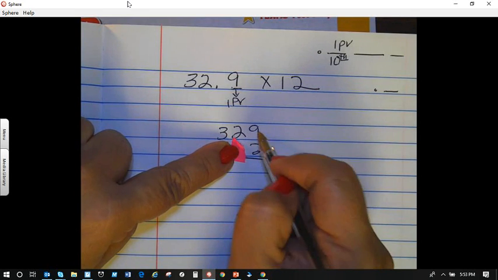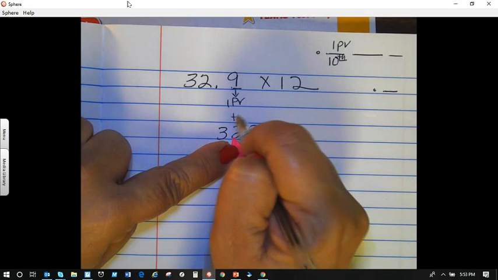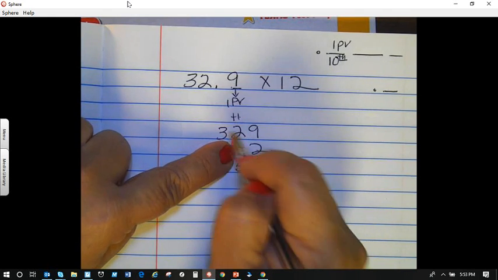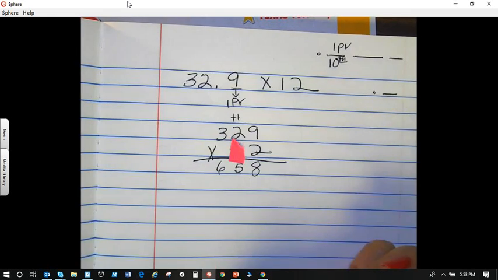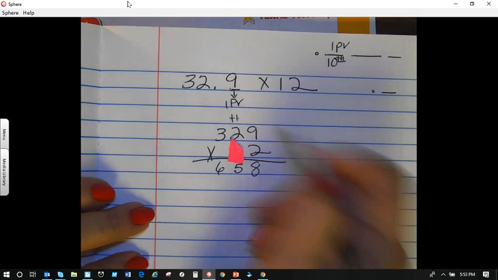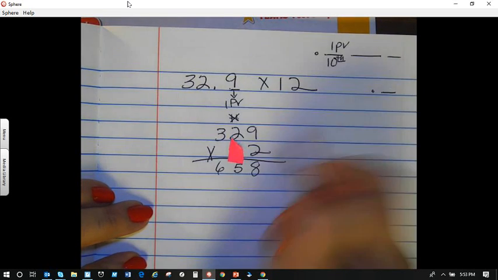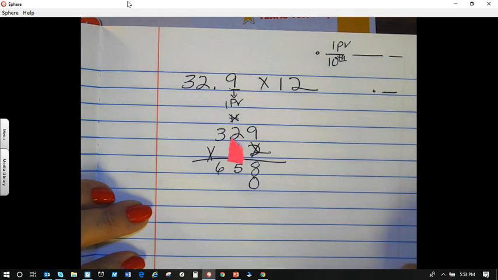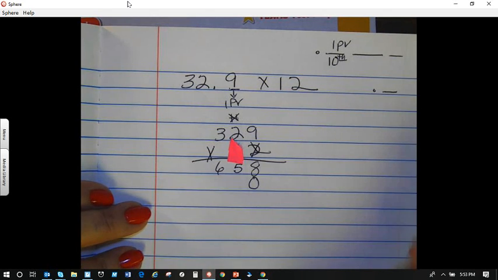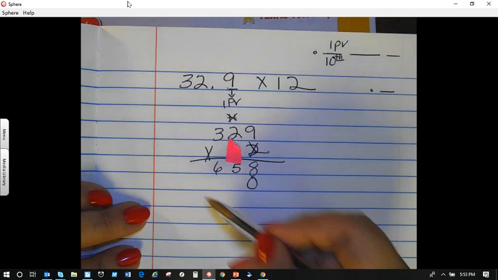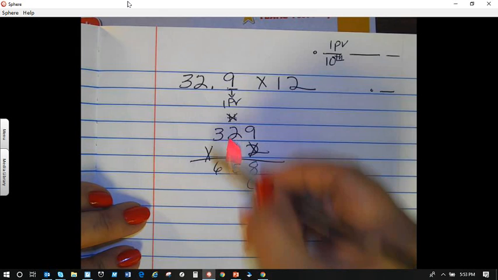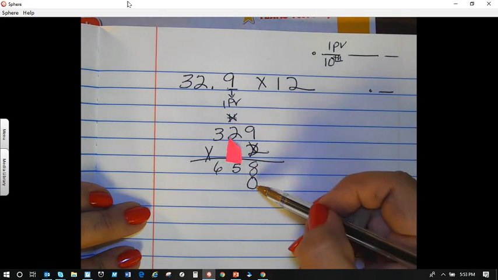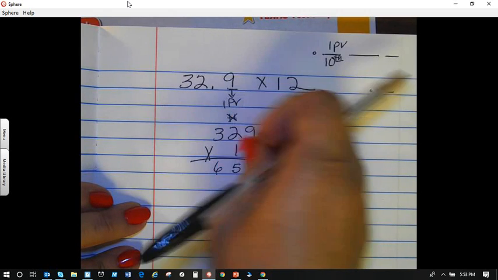So now I have 2 times 9 is 18. Regroup my 1. 2 times 2 is 4, plus 1 is 5. And 2 times 3 is 6. All right? Now, I have my carryover I'm getting rid of. I have my 1s I'm crossing out, and I'm placing my 0. What I was telling the girls during tutoring this afternoon is find a pattern so that you cover all your bases. You cross out your carryovers, you cross out your 1 places, and you place your 0. That way you know you're in routine.